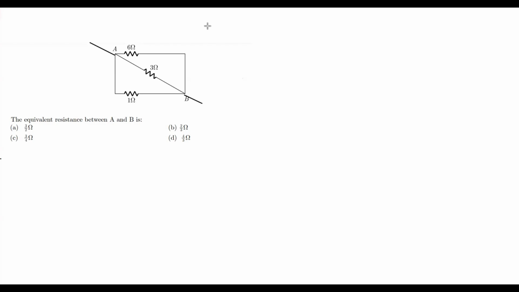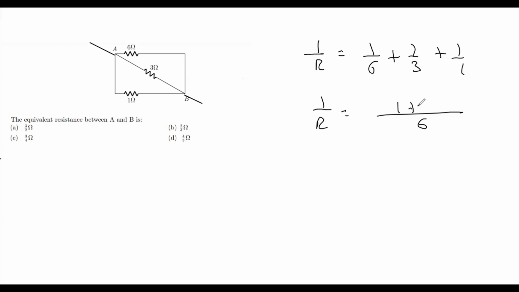So clearly these three resistors are connected in parallel, and to get the equivalent resistance, what we do is 1 over R is equal to 1 over R1, say 6 in this case, 1 over R2, which is 3, and 1 over R3, which is 1. Now if I take the LCM, it comes out to be 6. This is 1 times, this is 2 times, and this is 6 times. So that results to give you 9 over 6.